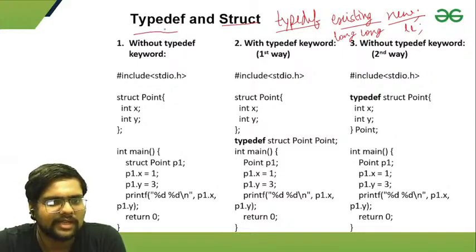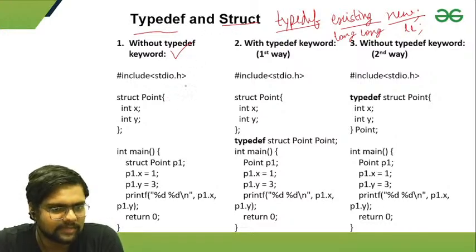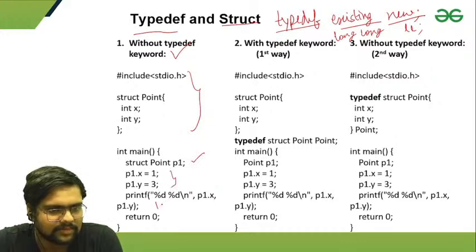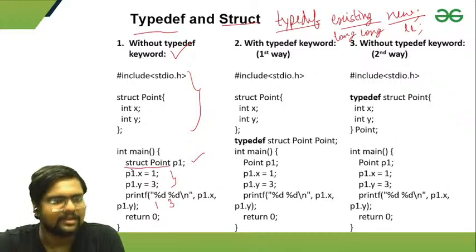We can use typedef with struct also. Without typedef, this code is something like this. We have a struct point. In this we are declaring a variable in which we are assigning 1 and 3, and then we are printing, so it will print 1 and 3. But here we are defining this struct point, so we have to write the struct keyword here. Every time we declare a variable of point type, we have to write struct here.